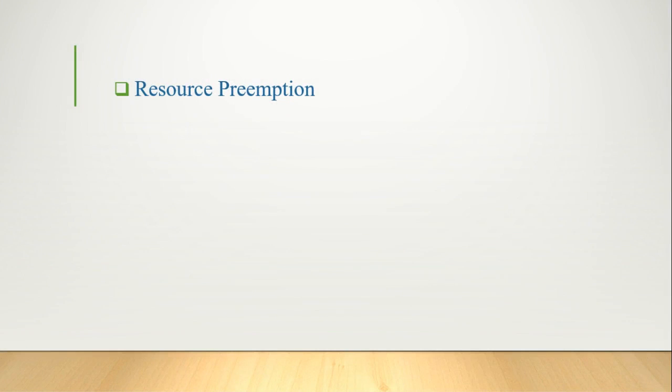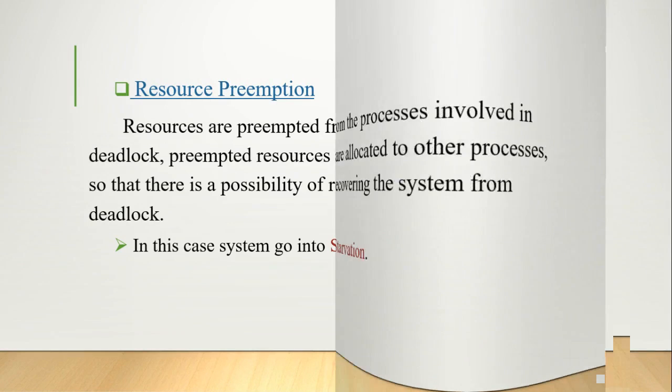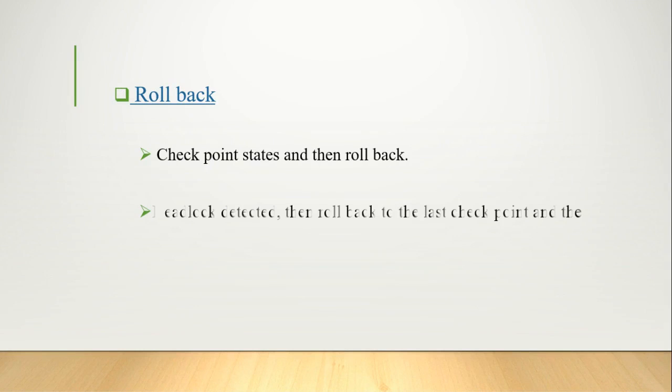Next is resource preemption. Resources are preempted from the processes involved in deadlock. Resources are then allocated to other processes so that there is a possibility of recovering the system from deadlock. In this case, the system may go into starvation, which means infinite waiting for resources. Rollback: certain checkpoint states are created and then rolled back to when a deadlock is detected. When a deadlock is detected, roll back to the last checkpoint and the process continues its execution from there on. Thus, the system may recover from deadlock.